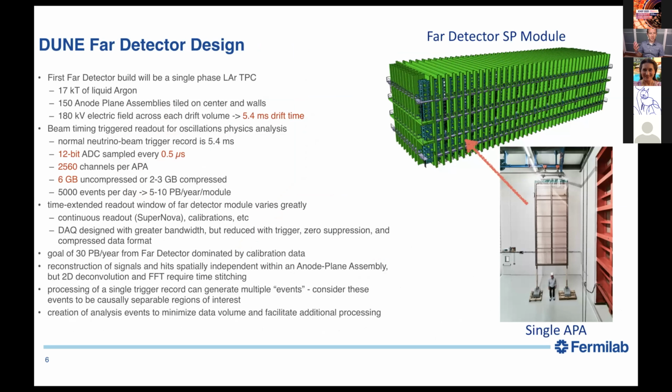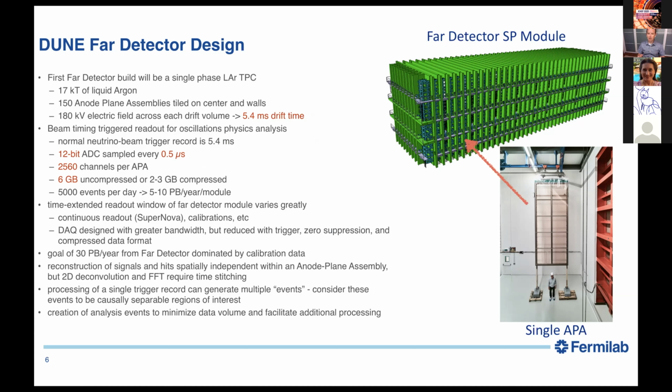So what does the final far detector design look like for the single phase liquid argon TPC? So it's a 17 kiloton liquid argon cryostat. It's got 150 anode plane assemblies tiled on center and on the walls. And here's an example of one of those anode plane assemblies. The choice is for a 180 kilovolt electric field across each drift volume, which gives us a 5.4 millisecond drift time from the cathode all the way to the anode.